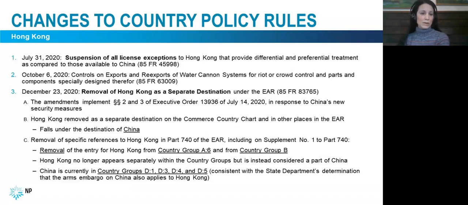Instead, Hong Kong is now in country group D, so that's bad. For example, D5 are the ITAR embargoed destinations. So it's exactly the same restrictions as for China. These restrictions apply. That also has implications for other license exceptions. It has implications under country group D1 for encryption. So again, important changes here. Next slide.